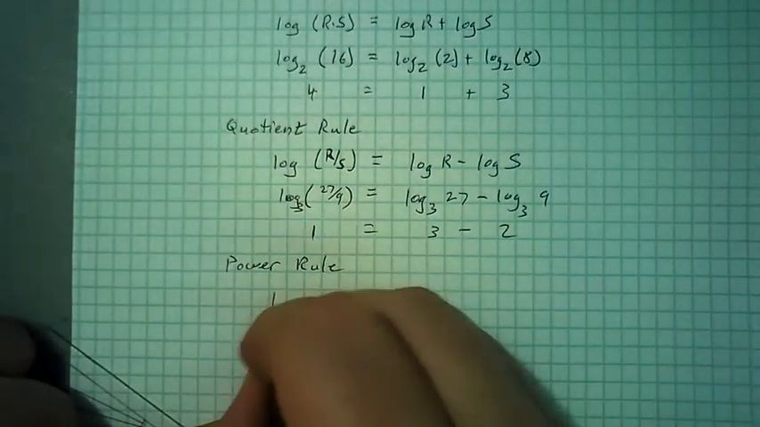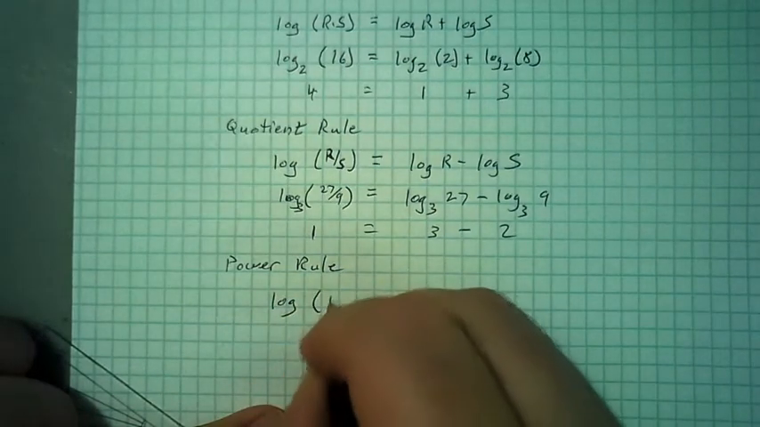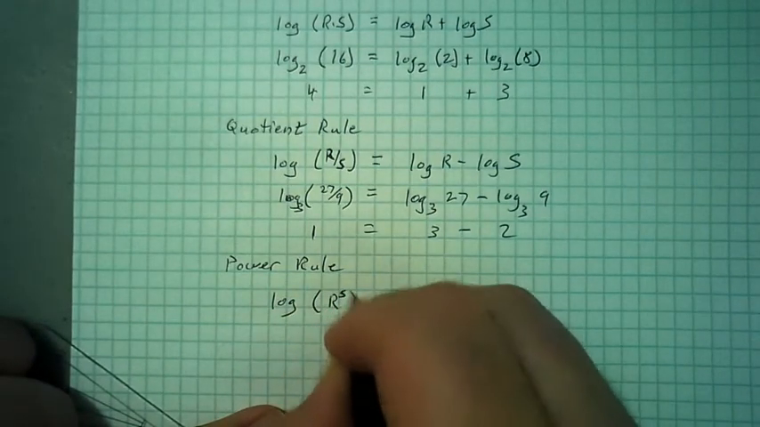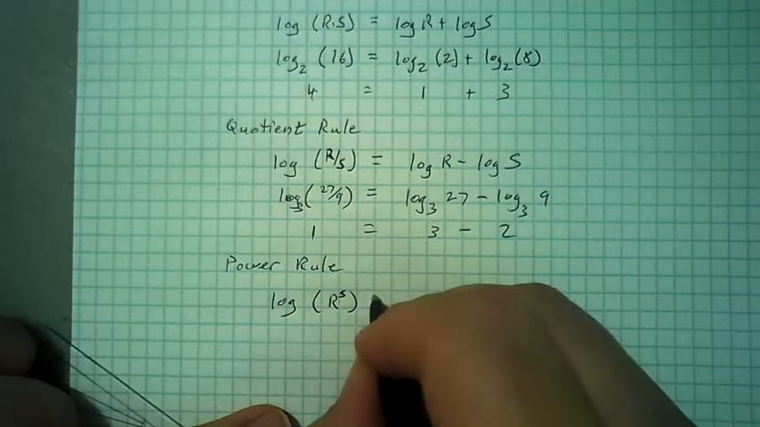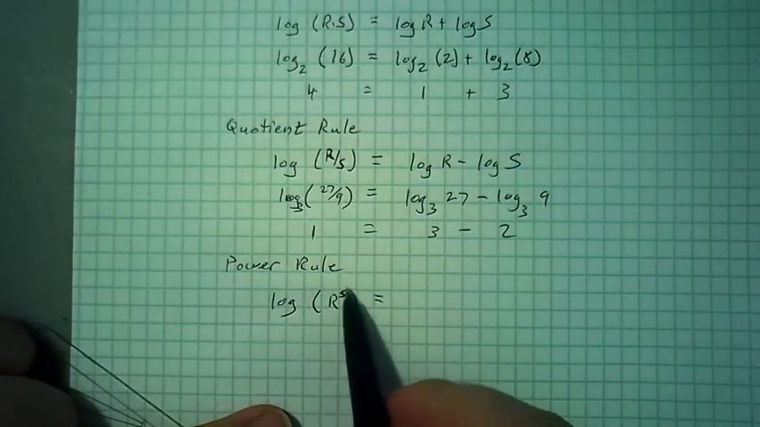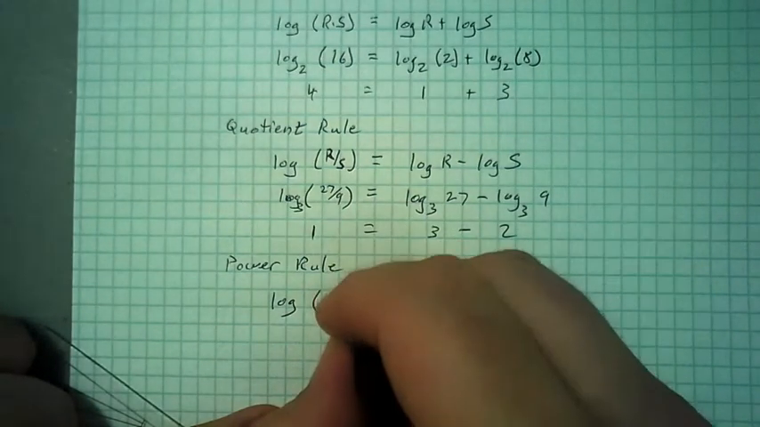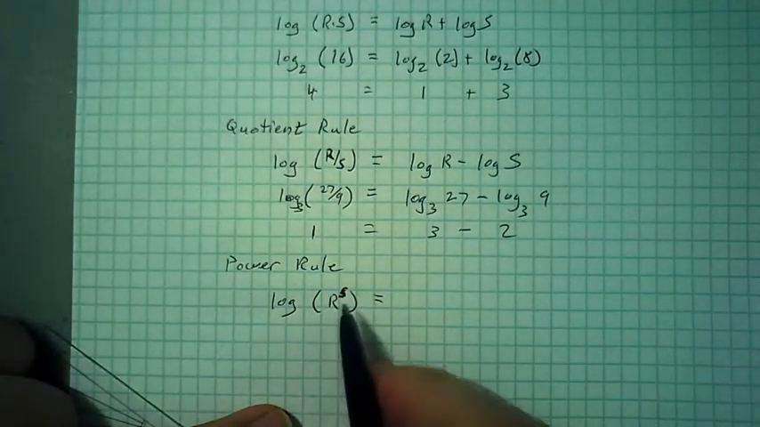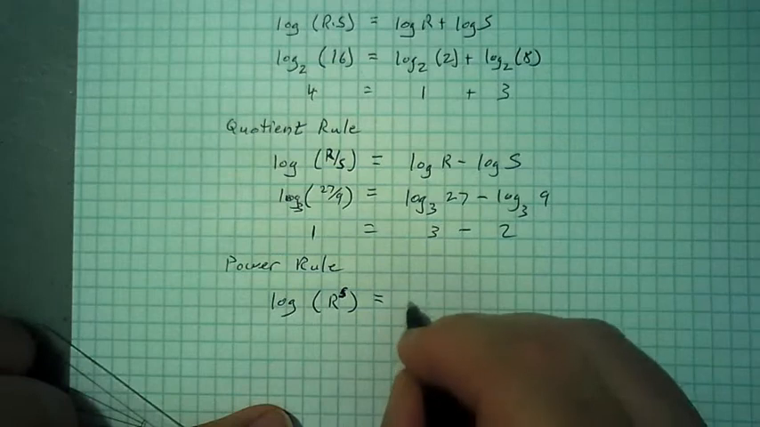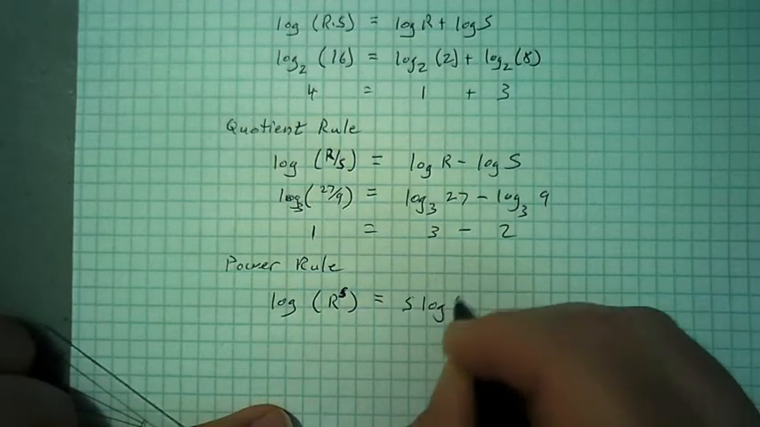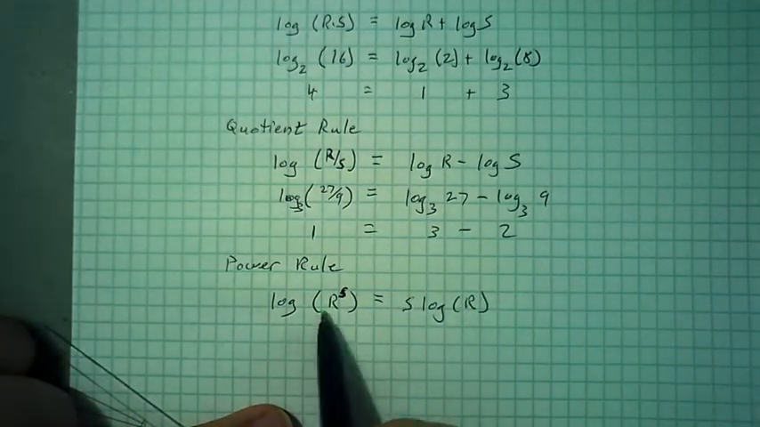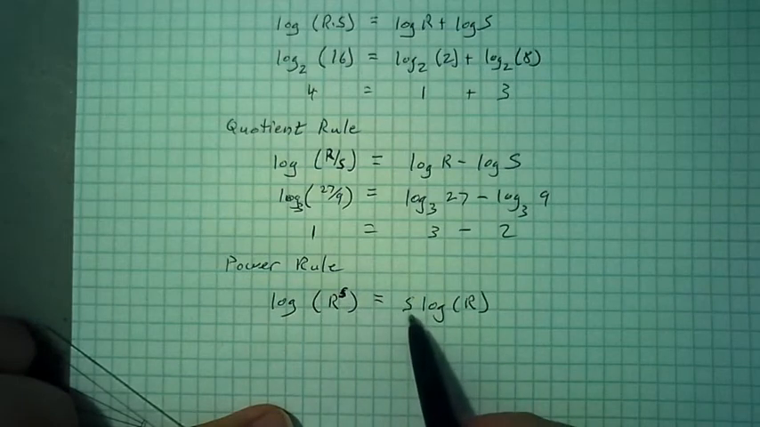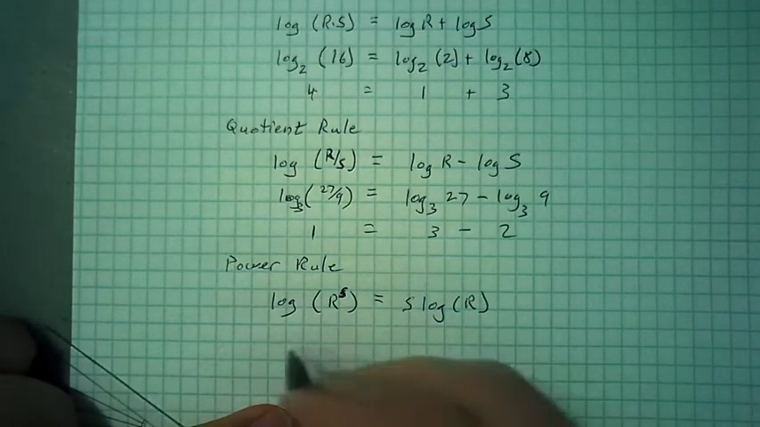Now the power rule says if there is a power inside a logarithm, then you can actually move the exponent out front as a coefficient instead of as a power on the inside. A power on the inside is the same as a coefficient on the outside. Log of r to the s is equal to s times the logarithm of r.